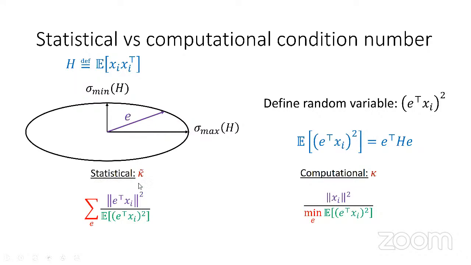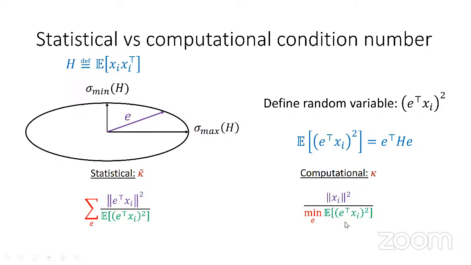Okay. So this basically tells us that we can have larger norm in some directions, but as long as the corresponding expected value is also large, then we'll be able to approximate that direction fairly quickly. So this is what is called the statistical condition number. On the other hand, what we are calling the computational condition number is actually taking a summation over the numerator, but replacing the denominator by a minimum over all directions E. This is what gives us the minimum eigenvalue of the Hessian matrix.